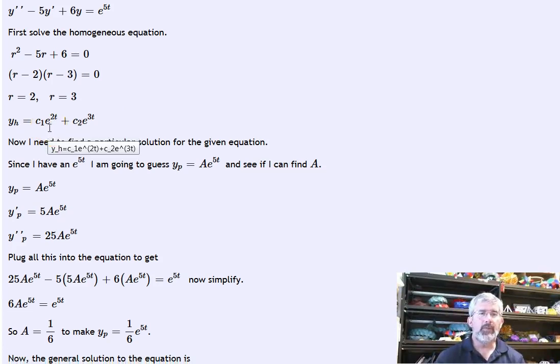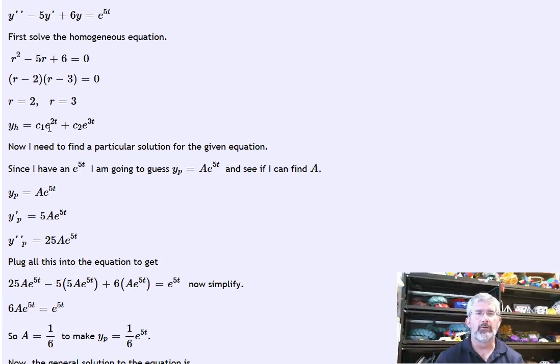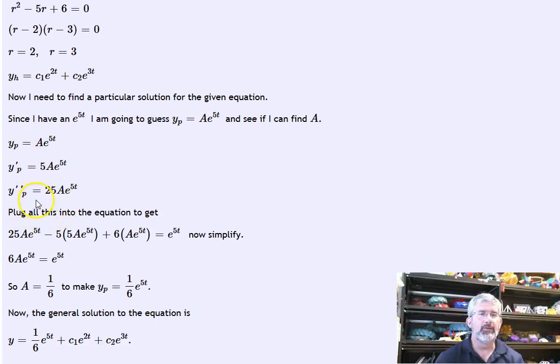Now, I need to find a particular solution to the given differential equation, to this one. Since this is an e to the 5t over here, I'm going to guess that my particular solution looks kind of like e to the 5t. So I'm going to guess a times e to the 5t and see if I can find a value for a. If I can't, then I have to take a different guess. Let's see what happens though. If I take yp equals a e to the 5t, the derivative would be 5a e to the 5t, the second derivative would be 25a e to the 5t.